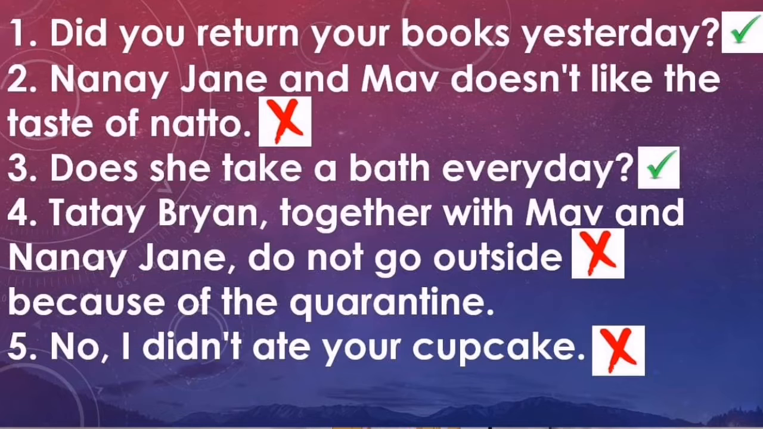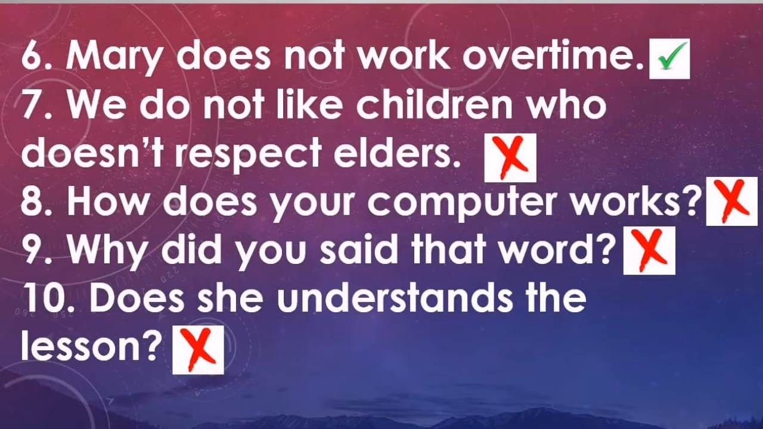So, Tatay Brian does not go outside. Number 5, no, I didn't ate your cupcake. Okay, why is this wrong? Remember, didn't must be used together with the action word in its base form. And the base form of ate is eat. So the answer here is no, I didn't eat your cupcake. Okay? Number 6, Mary does not work overtime. Okay, let's check. Our subject is Mary and our verb is does not work. So this one is correct because Mary is singular and work is in its base form.